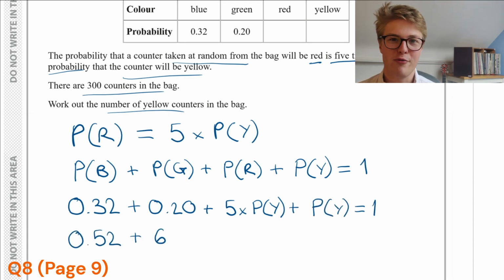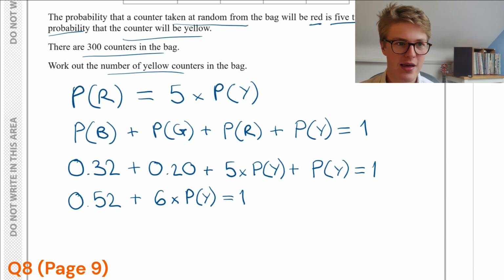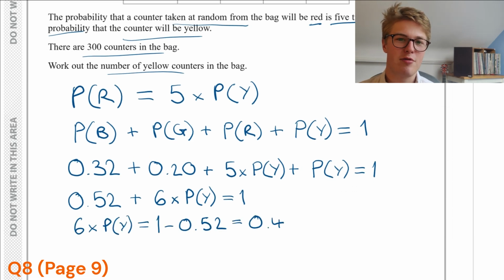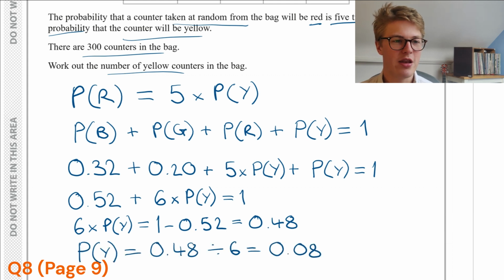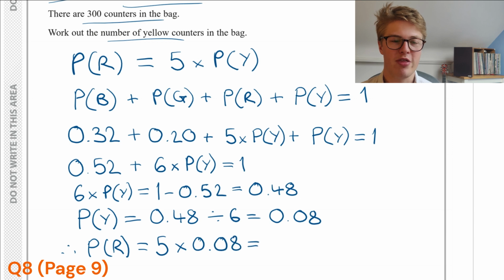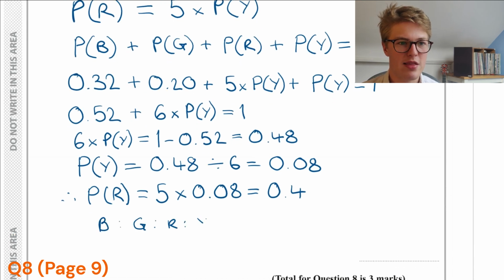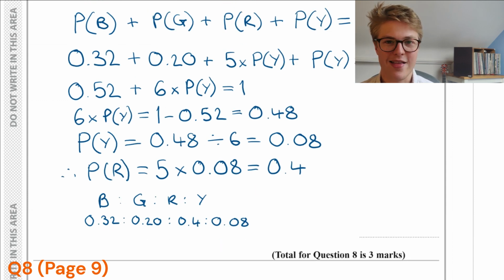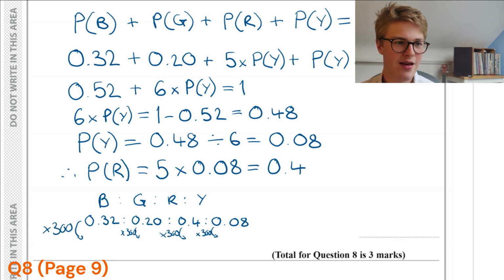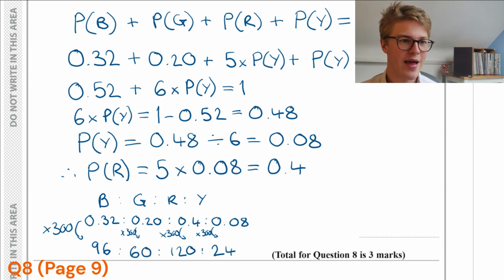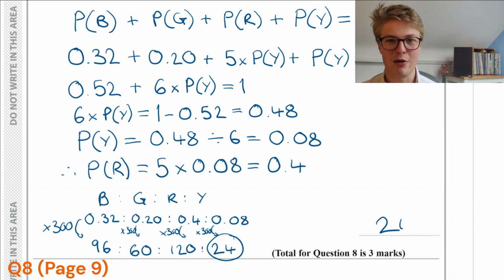This simplifies to 0.52 plus 6 times the probability of it being yellow, which is equal to 1. Then we do 6 times the probability of it being yellow is equal to 1 minus 0.52, which is 0.48. We then divide both sides by 6, and we end up with 0.08 as our probability of it being yellow. We then multiply this by 5 to get the probability of it being red, which is 0.4. So now we have a ratio of blue to green to red to yellow, which is 0.32 to 0.2 to 0.4 to 0.08. We need to multiply this by 300 because there's 300 counters in the bag. So we end up with 24 as the number of yellow counters in the bag.